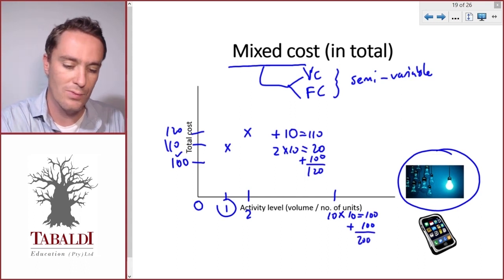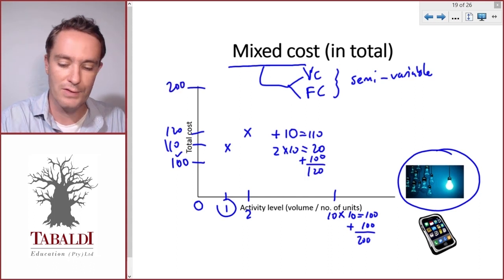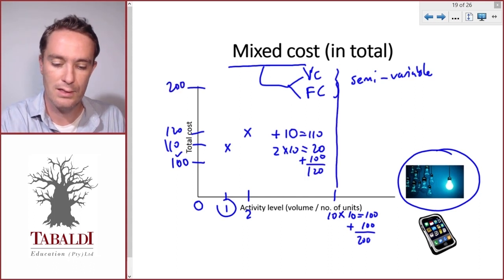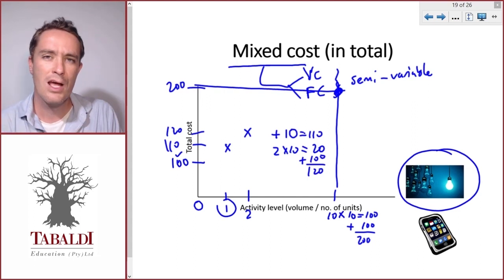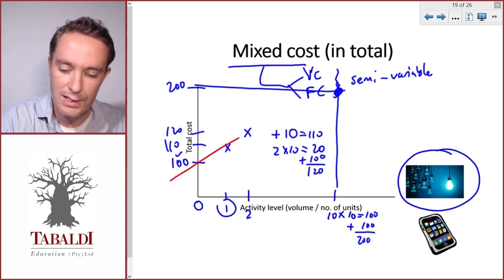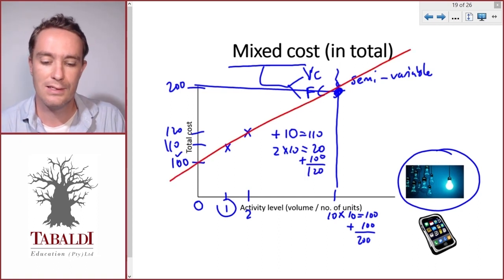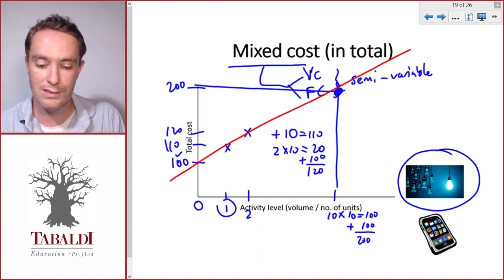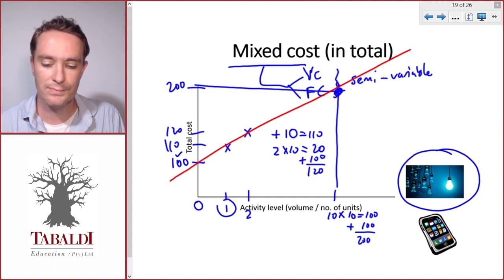So we can plot that somewhere here if we have space. So 10 and 200, so it's roughly thereabouts. Now we can draw a line through these points. I'm going to try to do it neatly. So it's a straight line that increases as we use more and more electricity.